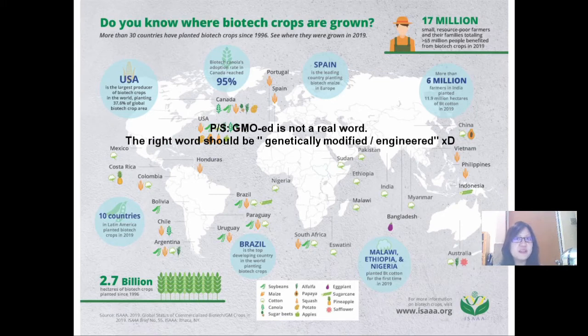By the way, fun fact about GMOs, they are not new. 2.7 billion hectares of biotech crops have been planted since 1996, and the five most GMO biotech crops are soybean, maize, cotton, canola, and papaya, actually. Most of what you're eating and buying and purchasing now is pretty much GMO. So it's not new anymore. It's there in the market and you don't even know it.